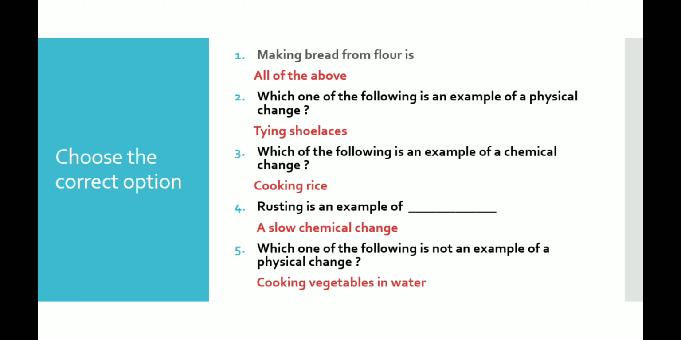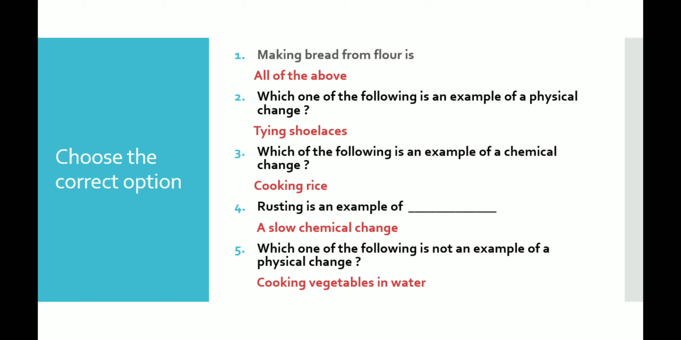Now, the question number 4: rusting is an example of dash. The options are like this: first one, an irreversible fast change, second, a reversible natural change, third one, a slow chemical change, and the fourth option is a periodical physical change. For this question, the third option, that is a slow chemical change, is the correct one.